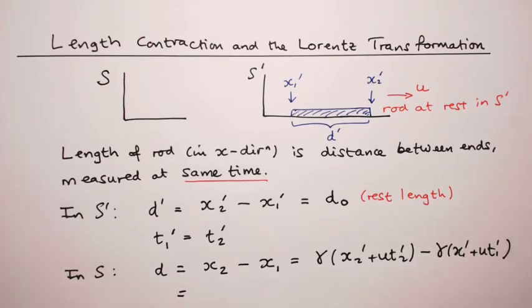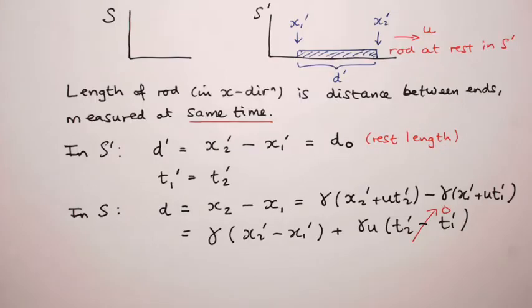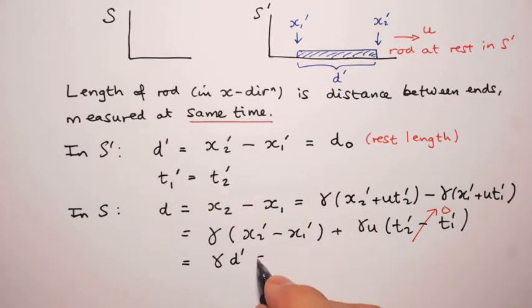So continuing, we have gamma, then we have an x2 prime minus x1 prime. Gamma is a common factor. And then we can take out a factor gamma u and t2 prime minus t1 prime. And since t2 prime is equal to t1 prime, this is equal to 0. So what we have is that this is 0, so we have gamma and x2 prime minus x1 prime is d prime, and d prime is equal to d naught. So the result is that d is equal to gamma d naught.